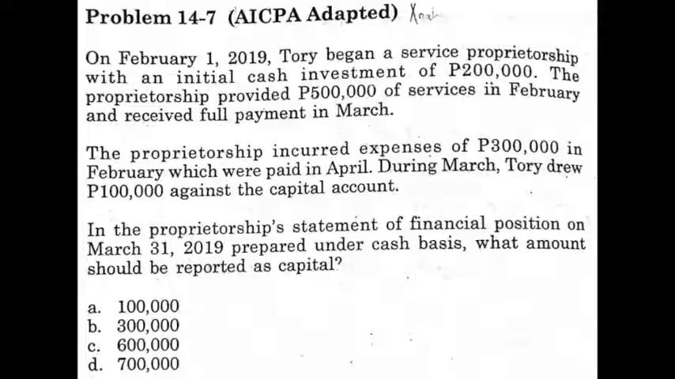On February 1, 2019, Tori began a service proprietorship with an initial cash investment of 200,000. The proprietorship provided 500,000 of services in February and received full payment in March. The proprietorship incurred expenses of 300,000 in February, which were paid in April. During March, Tori drew 100,000 against the capital account. So the question is, in the proprietorship's statement of financial position on March 31, 2019, take note of the date, March 31, what amount should be reported as capital under cash basis of accounting?